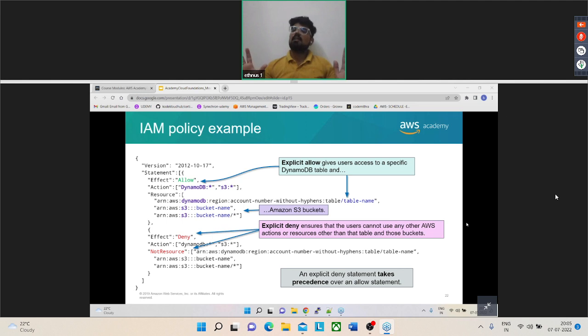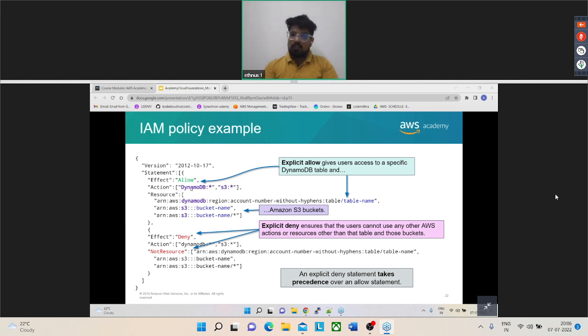The conclusion is that the user can access DynamoDB and S3, only this table name for DynamoDB and bucket name for the S3 bucket. That is the conclusion. Why are you not understanding? This is NotResource. NotResource means this deny policy will be applied explicitly to other resources, apart from those defined under NotResource. What is defined under NotResource? A DynamoDB table with the table name and S3 with the bucket name. Okay, Nathan. So apart from this, users cannot access anything.